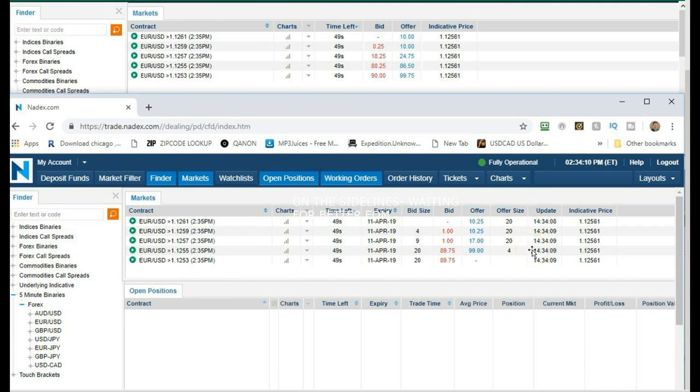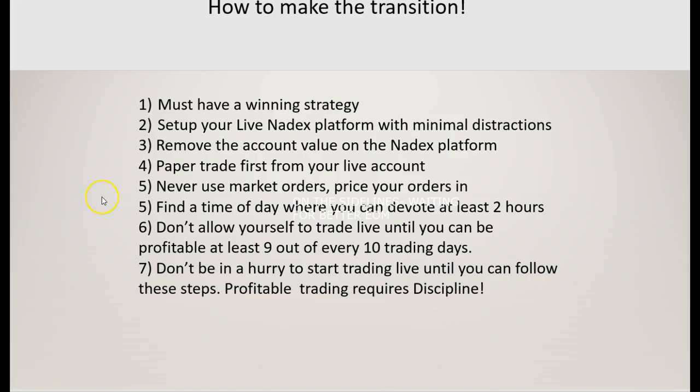Very minimal distractions. In fact, what you'll see me do is when I set up my platform, you see over here where it says bid size, bid and offer. See what I did over here? I got rid of the bid size and the offer size. I don't need to see all that. All I need to see is what is the bid, what is the offer, how much time is left, and that's it, right? And the indicative price. Everything else, updates, I don't need that. I just get it out of there. Just another distraction. So keeping distractions to a minimum is really important, okay?